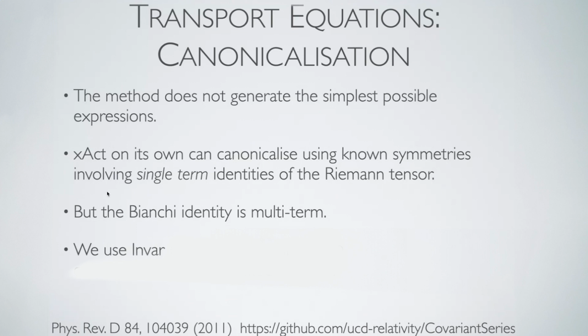So on top of xAct, there is a package called invar, which is part of xAct, which, essentially by a brute force method, teaches xAct about the Bianchi identity. And it allows you to canonicalize things into the simplest possible form. So with that, I think I'll just switch over to Mathematica and give a demonstration of this covariant series package and how I use invar to simplify the results.